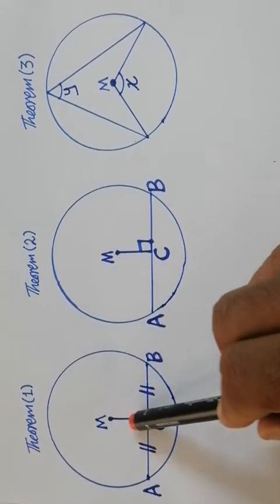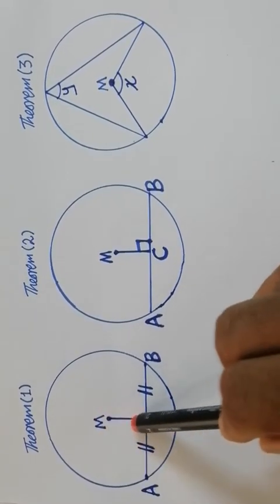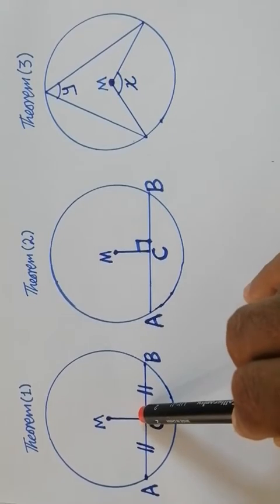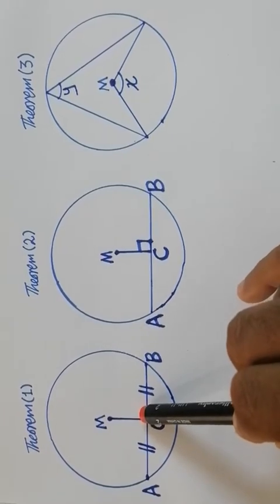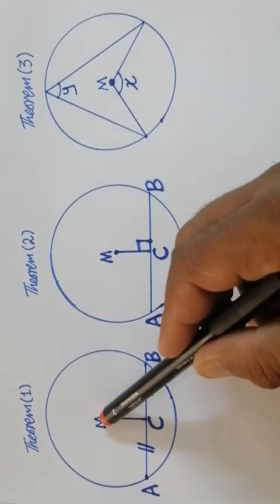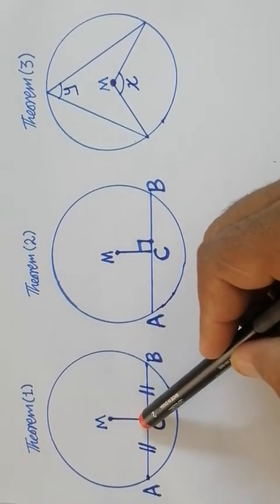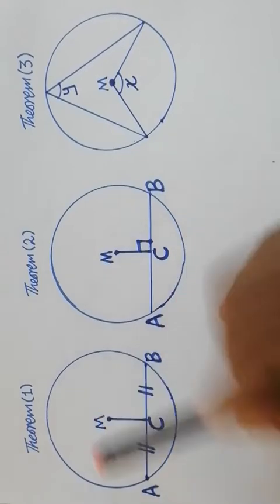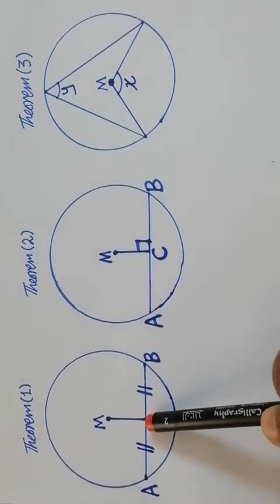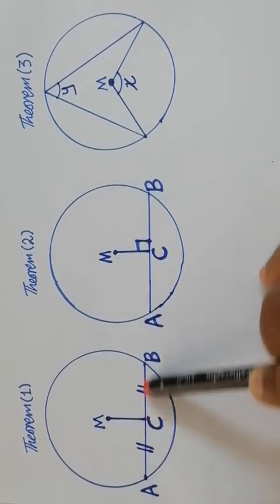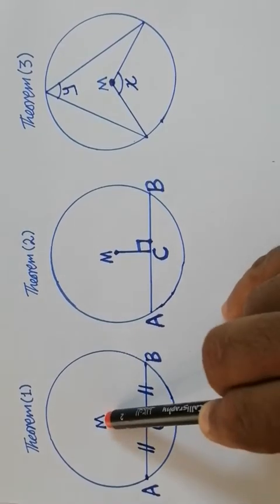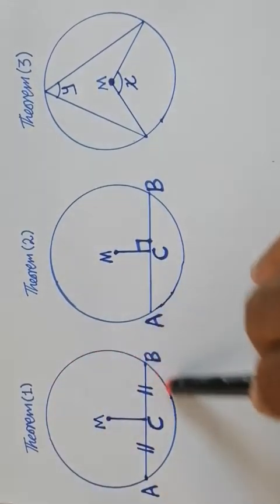If I ask you to describe MC or CM, MC is a line segment. So the theorem says the line segment, so I'm talking about CM. Which line segment? The line segment that joins the midpoint of the chord to the center of the circle.